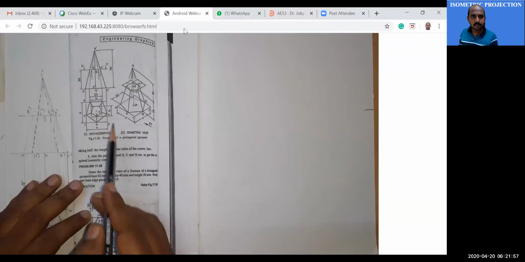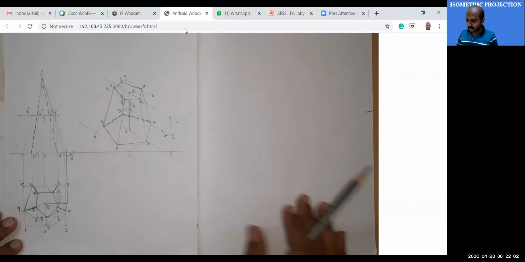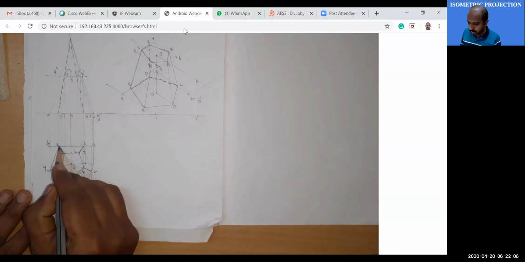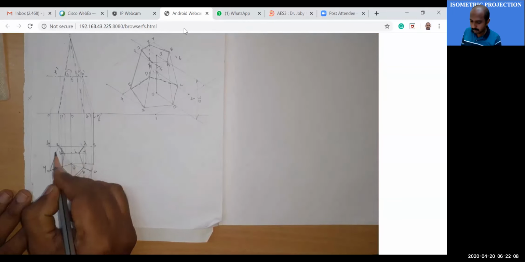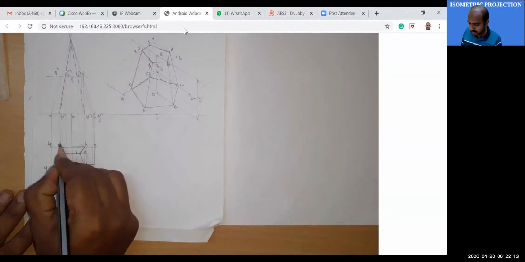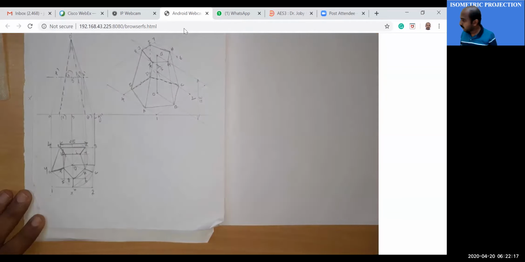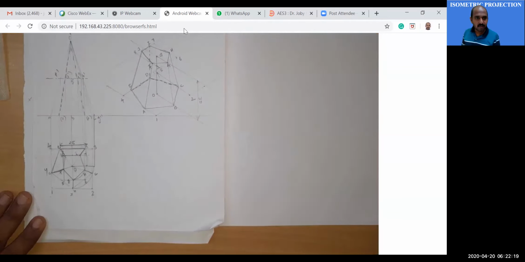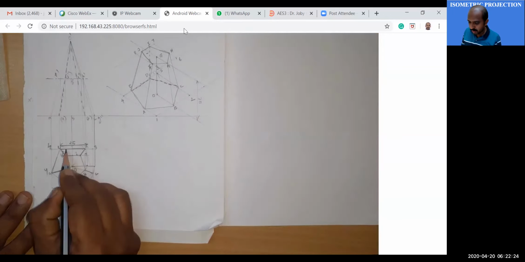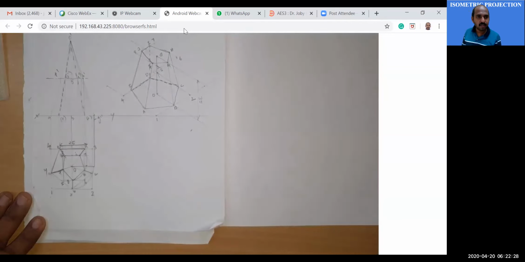This is our problem. Now let me explain the steps for solving this problem. First of all, you need to draw the pentagon. This is the pentagon. The base edge is equal to 25. So you draw this length, which is equal to 25, parallel to your XY line.